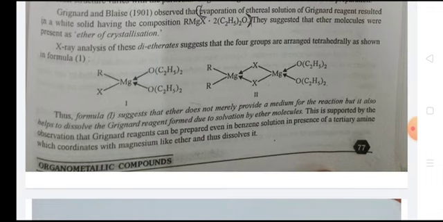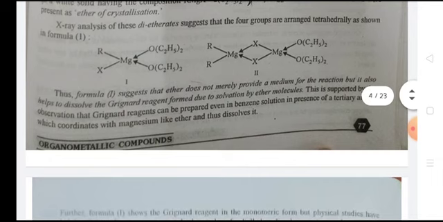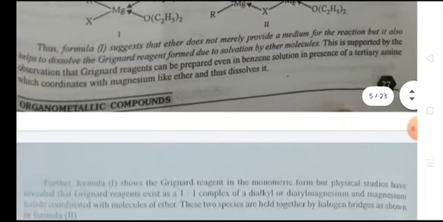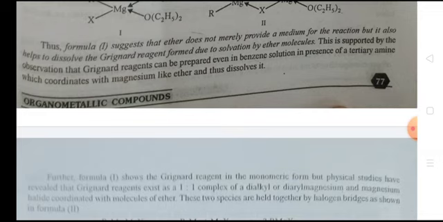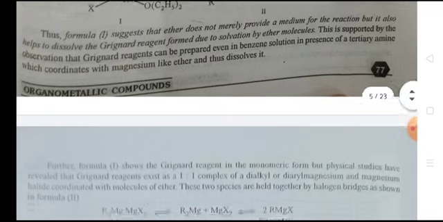X-ray analysis of these dietherates suggests that the four groups are arranged tetrahedrally as shown in the formula. Thus, the formula suggests that ether does not merely provide a medium for the reaction, but it also helps to dissolve the Grignard reagent formed due to solvation by ether molecules. This is supported by the observation that Grignard reagents can be prepared even in benzene solution in the presence of tertiary amine, which coordinates with magnesium like ether and thus dissolves it.